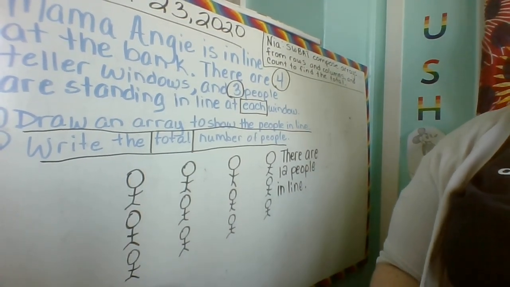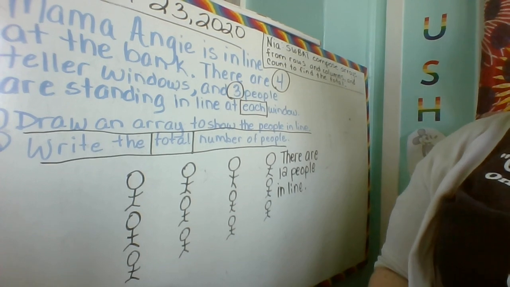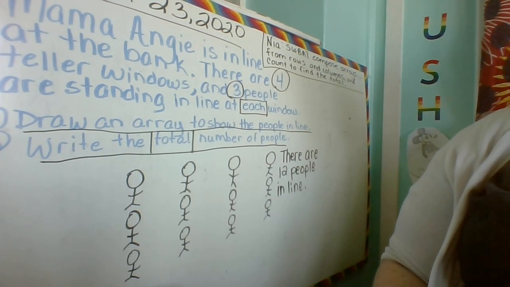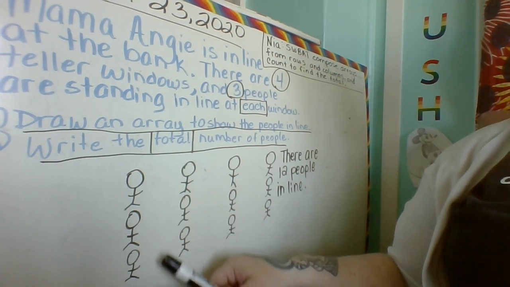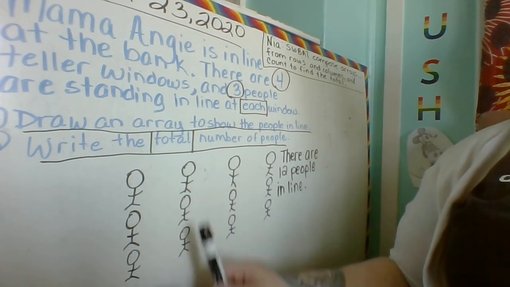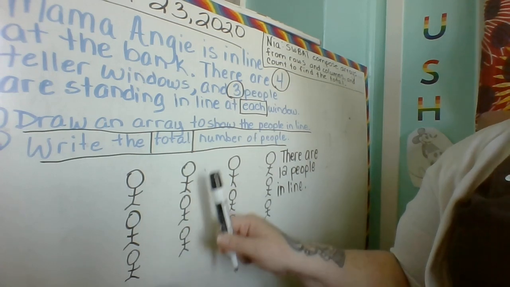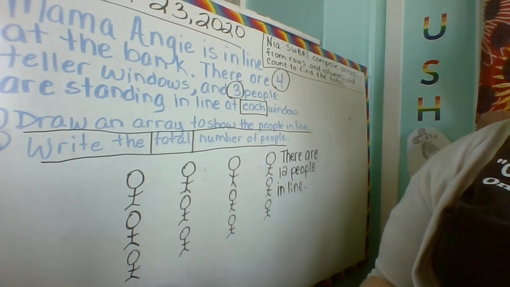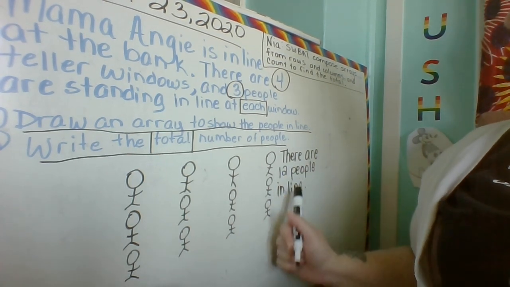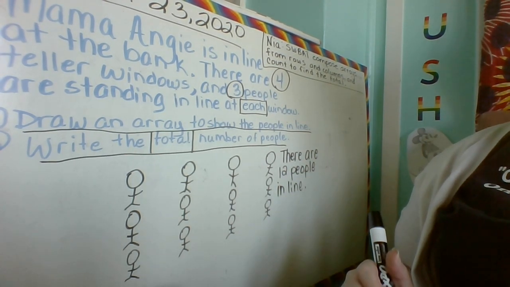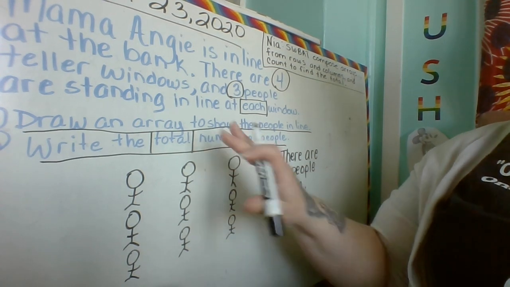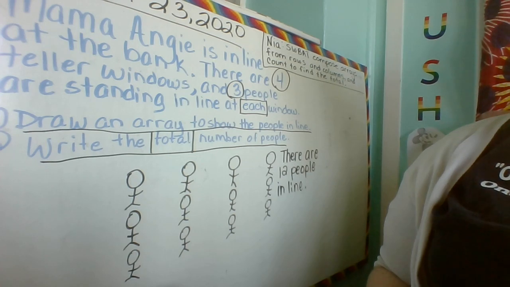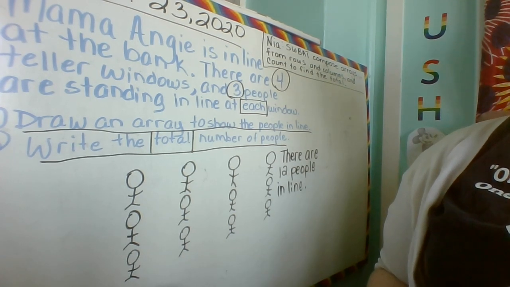So make sure that you have what I have on my board, you should have in your copybook. And we also talked about, instead of counting each individual person, that we can count them by groups. We can say 3, 6, 9, 12. So there are 12 people in line. If you need to pause the video while you get all of this in your copybook, please do. I don't want you to miss anything. I want you to have what I have on the board in your copybook.